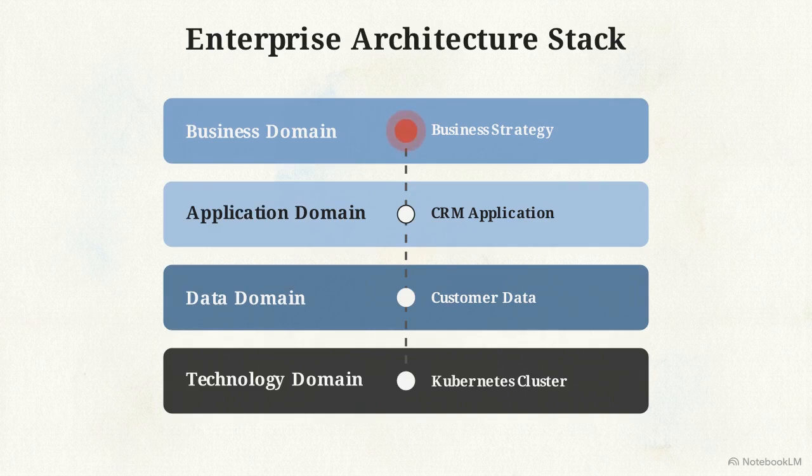Notice how a functional pulse originates at the business strategy node, routes downward through a CRM application, queries the customer data pool, and ultimately executes within the technology cluster. These four domains don't operate in static silos. They form a continuous, dynamic feedback loop of operational alignment.